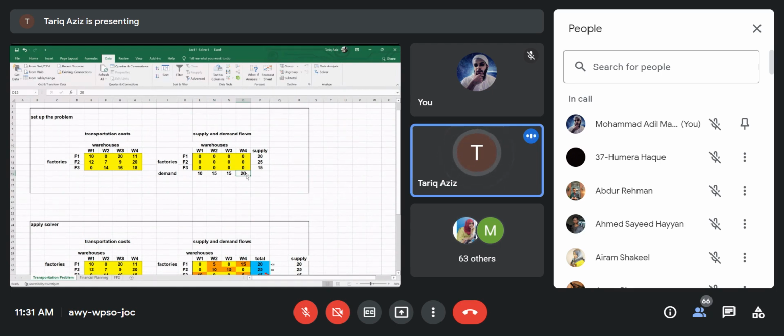So these are the equalities, what you call in such kinds of problems. But these are also constants. These are the supply constants, and these are the demand.